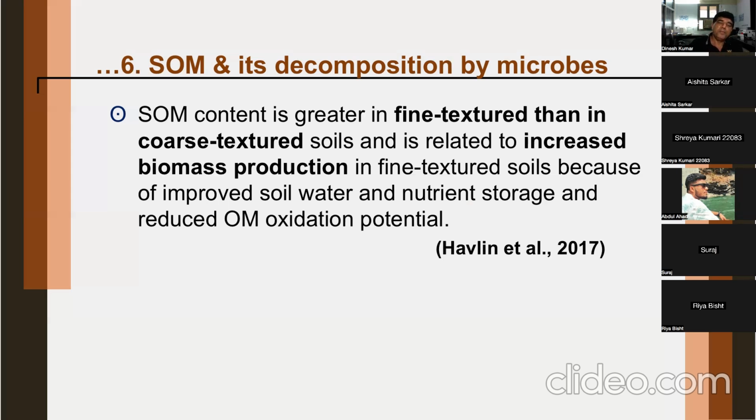So see, many factors interact to maintain a particular status of organic matter in soil. You need to read or study in detail one chapter on soil organic matter in Nature and Properties of Soil, or you can read from Havlin's book, Soil Fertility and Fertilizers.